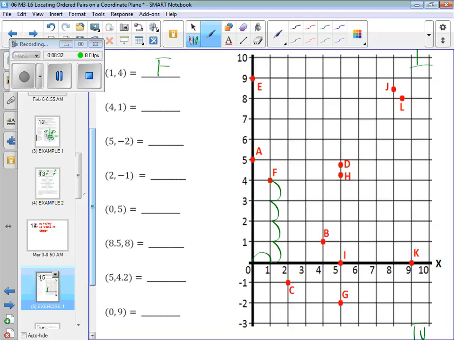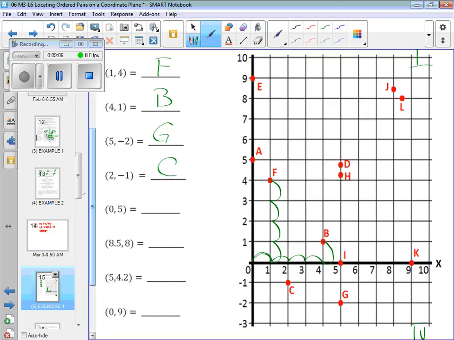What about 4, 1? B, let's see. 1, 2, 3, 4 to the right, and 1 up. I agree. 5, negative 2. G. Yep, G is good. 2, negative 1. Yep, C.